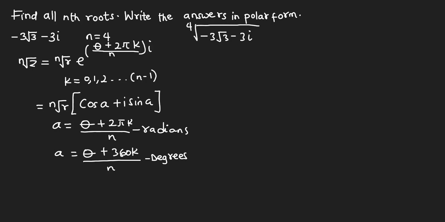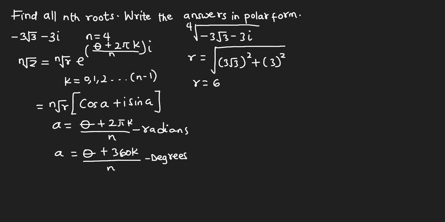So the first thing I'll have to find is the r, which is the modulus. So this will be equal to the square root of (3 root 3) squared plus 3 squared. So let's simplify this and see what you get for r. We have the square root of (3 root 3) squared plus 3 squared. So this will give me a value of 6. So we have our modulus to be 6. So now let's find the argument, which is what?